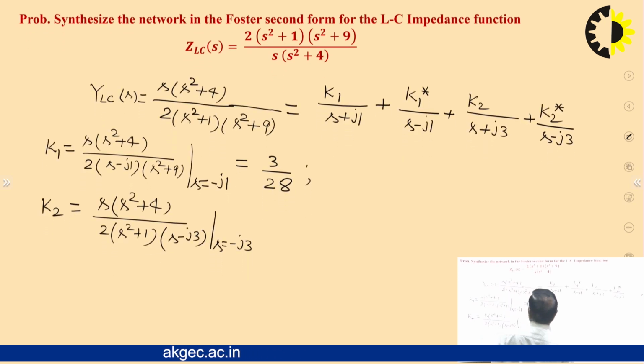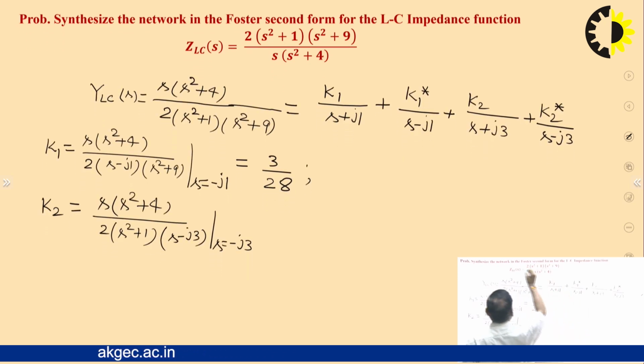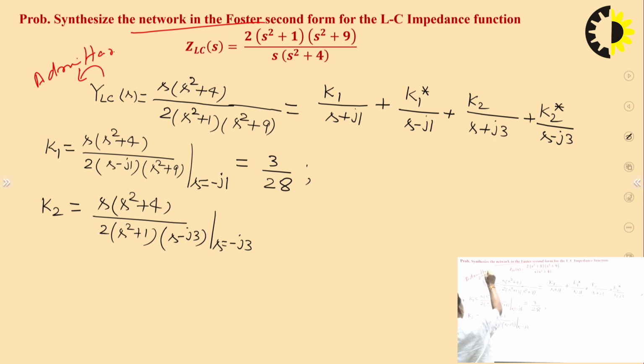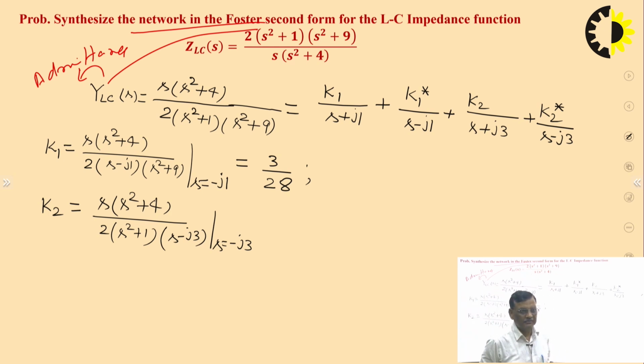So, this is another example. Suppose here the given function is impedance and you are required to find the Foster second. What we have to do is invert this function to make it admittance, because you have to find the Foster second. The Foster second is possible for the admittance function, whereas the given function is impedance.